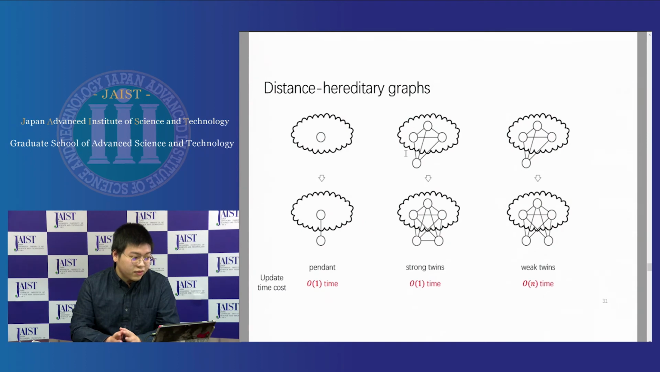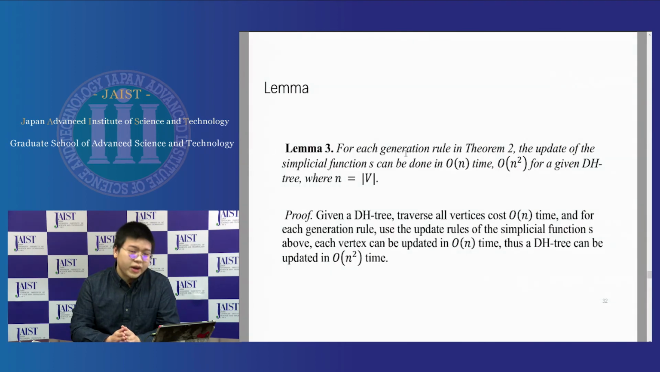For the three kinds of generation rules, for pendant and strong twins, we need big O 1 time to update. And for weak twins, we need big O n time to update. So we have lemma 3 now. That is, for each generation rule in theorem 2, the update of the simplicial function S can be done in big O n time. Since we have n vertices in total, it takes big O n squared time for a given DH tree, where n is the number of vertices.